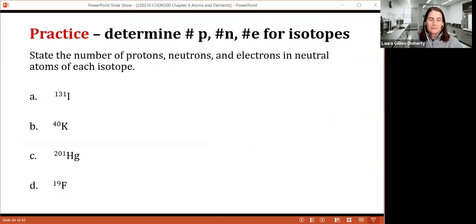So let's do a practice problem. Let's determine the number of protons, neutrons, and electrons for the following isotopes. We did a problem similar to this earlier in the lectures, and we were looking at chemical symbols and understanding what they mean. So this might be a little bit of review for you.